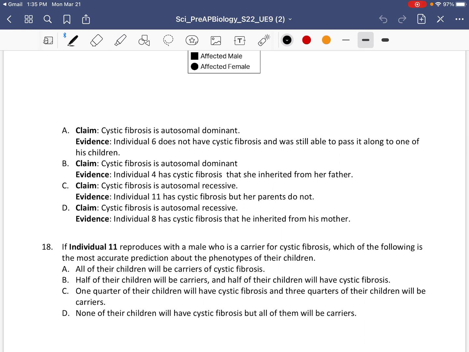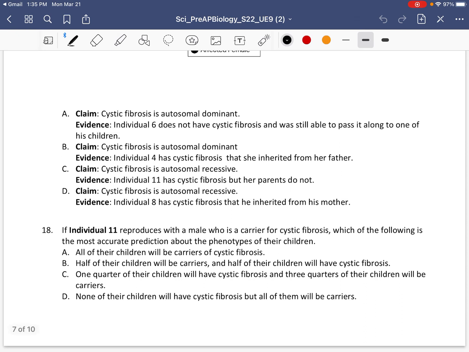C. Claim: cystic fibrosis is autosomal recessive. Evidence: individual 11 has cystic fibrosis but her parents do not. D. Claim: cystic fibrosis is almost autosomal recessive. Evidence: individual 8 has cystic fibrosis that he inherited from his mother.